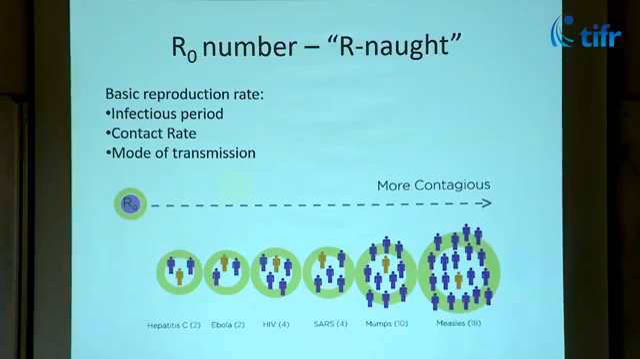So as I told you, I will come back to this. So this is R naught. R naught is basically the reproduction rate of the virus. It is a measure of how quickly the virus can spread from one person to another.